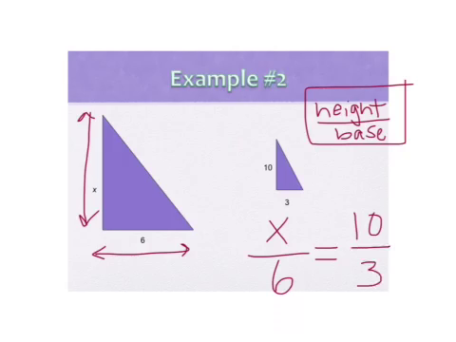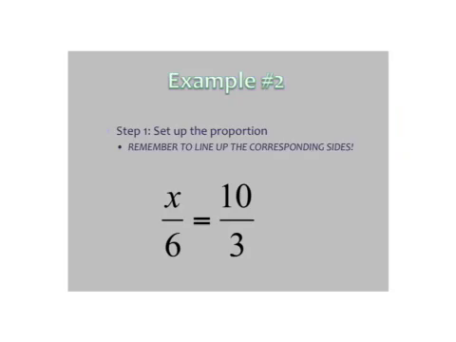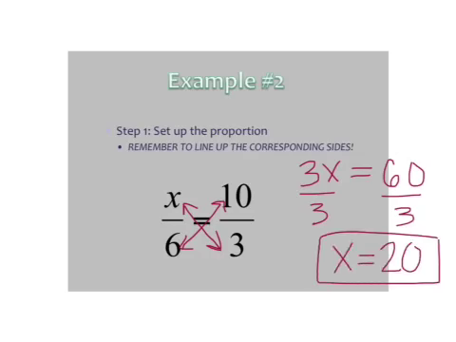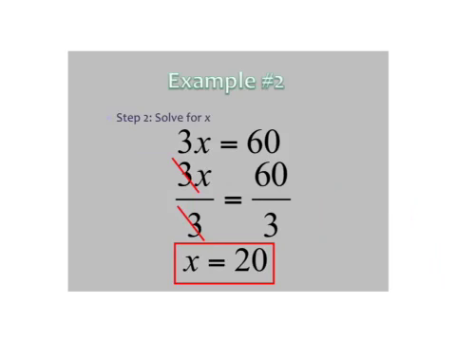And if you notice, across from each other, x and 10, those are corresponding side lengths. And across, 6 and 3, those are corresponding side lengths. So I have x over 6 equals 10 over 3, and I'm going to cross multiply. X times 3, that's going to leave me with 3x. On the other side, I have 6 times 10, which is 60. I'm going to then divide both sides by 3, and x will give me 20. Like so.